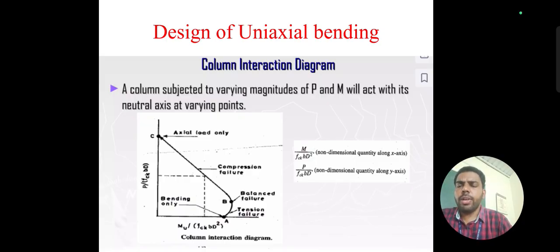Where that is located on that particular graph, the common point should be located on that particular curve that gives the value of P by FCK. FCK is the characteristic compressive strength of concrete. P is the area of steel I have to find out. After getting that value, we have to find out the percentage of the steel.